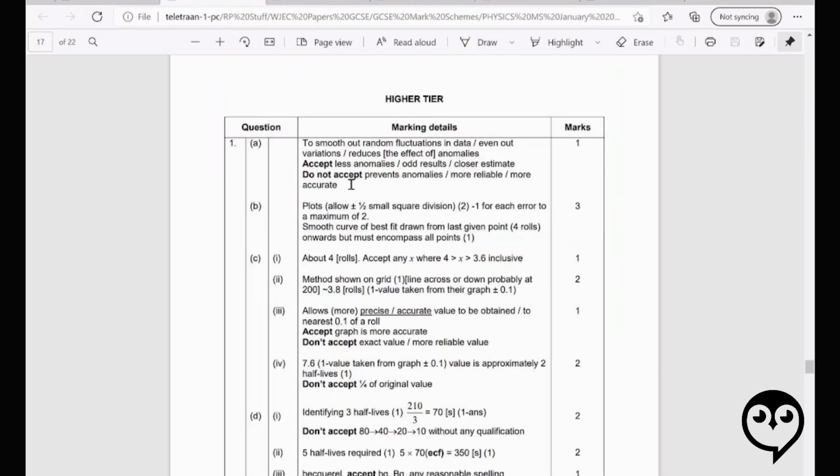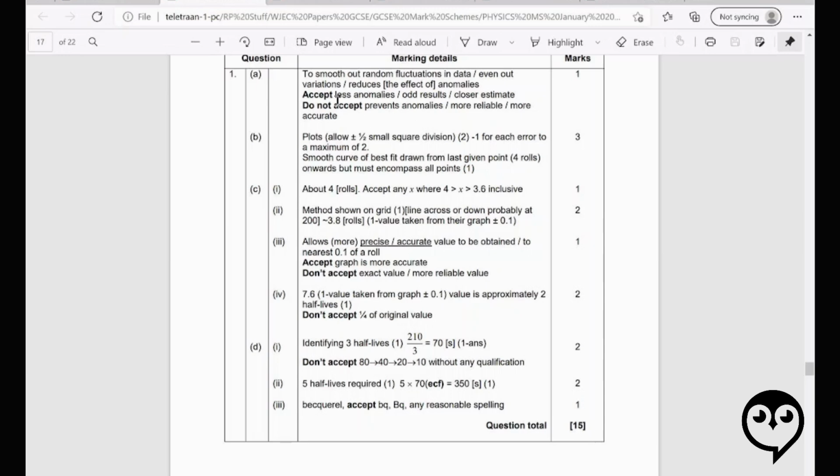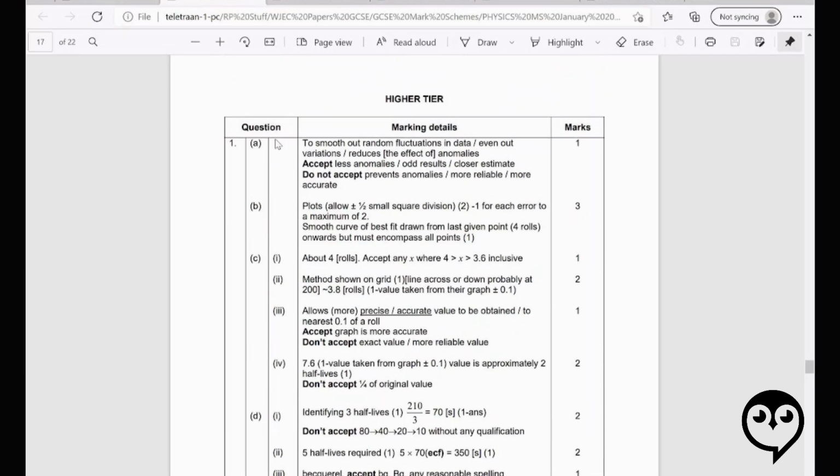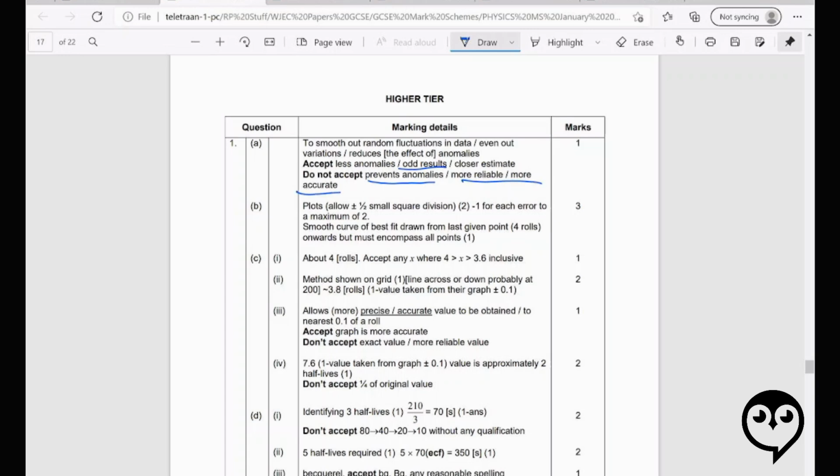Okay. Let's look at the answers. To smooth out random fluctuations, variations, reduces the effect of anomalies, something along those lines. That's fine, okay? It's okay to say less anomalies or weird results. Don't say it prevents. It doesn't prevent anomalies, okay? It's not more accurate. It's not more reliable. There's other ways to increase reliability and accuracy.